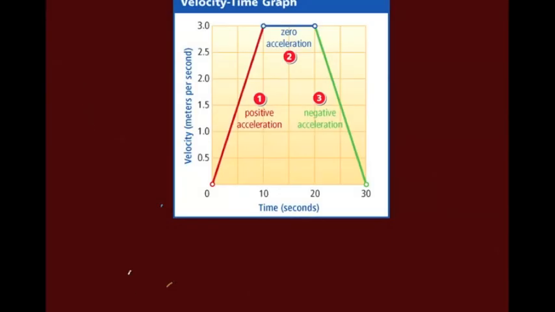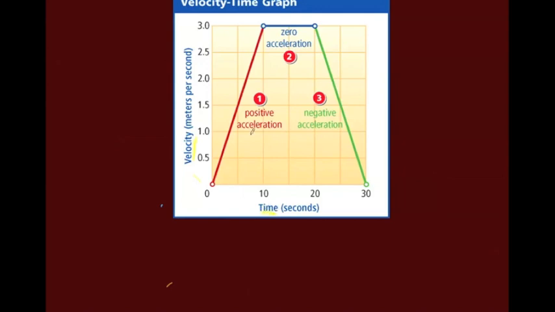Okay, today we're going to be discussing velocity time graphs. We've seen something similar to this when we did the position or distance time graphs earlier in this unit. Basically, a velocity time graph is a visual representation of acceleration. And remember, acceleration is a change in velocity. You'll see how velocity changes over time.